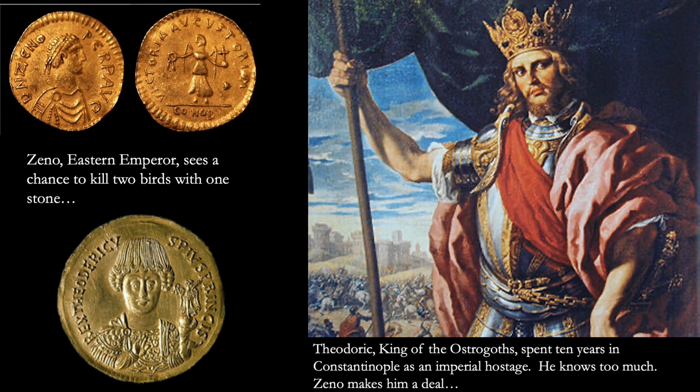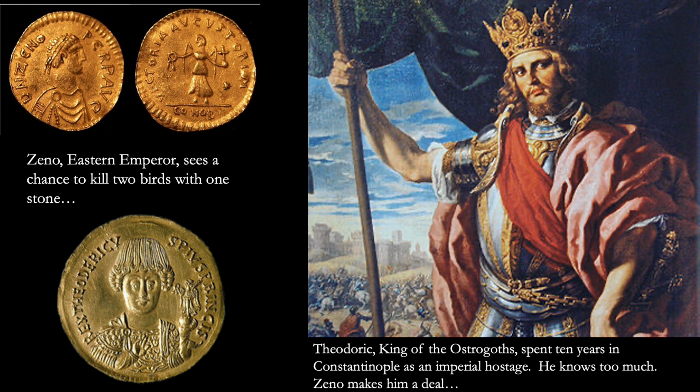Zeno was forced to make him Magister Militis of the East. Zeno was forced to cut him all kinds of concessions. Zeno was forced to deal with him day in and day out. Zeno hates his guts at this point and wants to get rid of him. So he sees this opportunity as a fantastic chance. He wants to do something about Odoacer, king of Italy. He also wants to do something about Theoderick, king of the Ostrogoths.